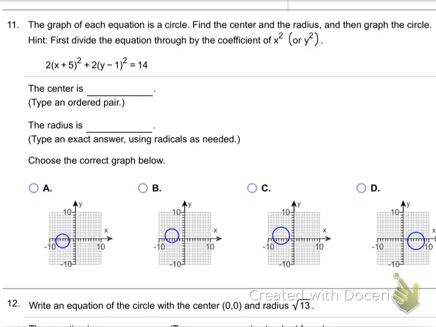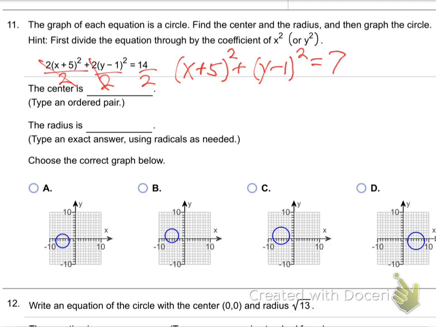Okay, so on this one, same kind of thing. We have to divide through by the 2 because we don't want a number in front of x squared or y squared. Cancels, cancels. And we get x plus 5 squared plus y minus 1 squared is 7.